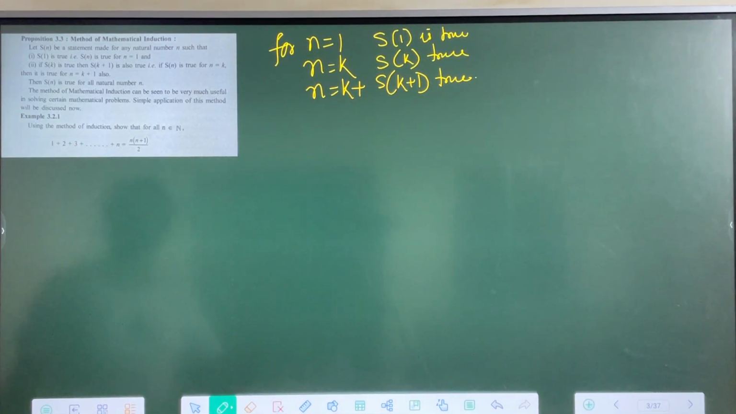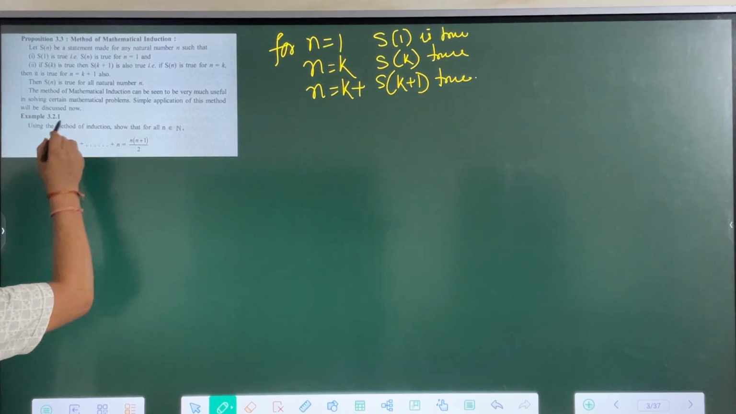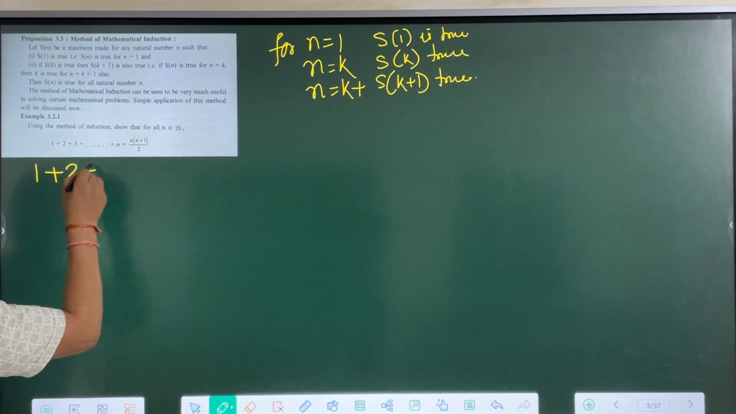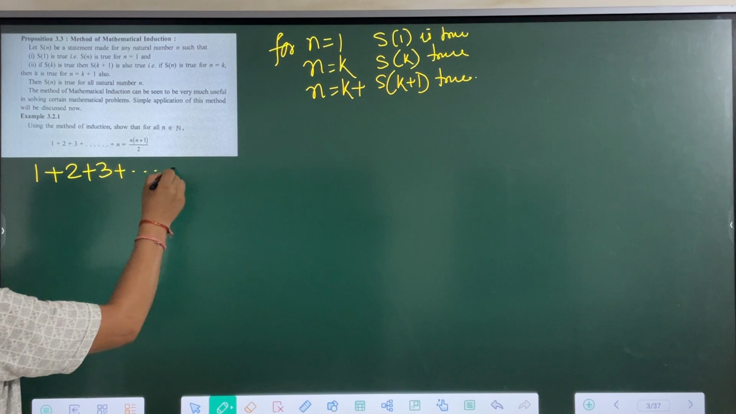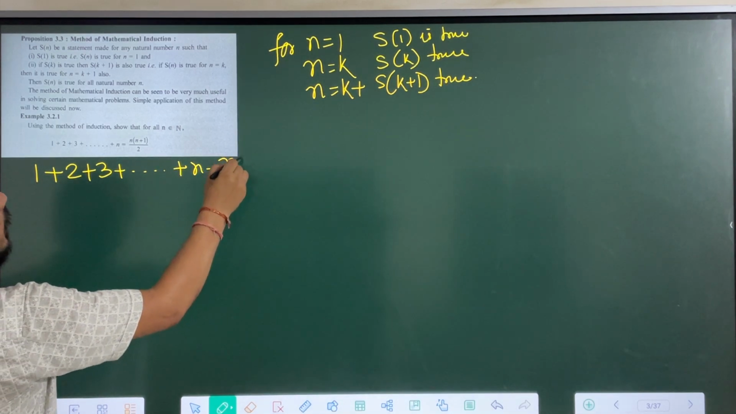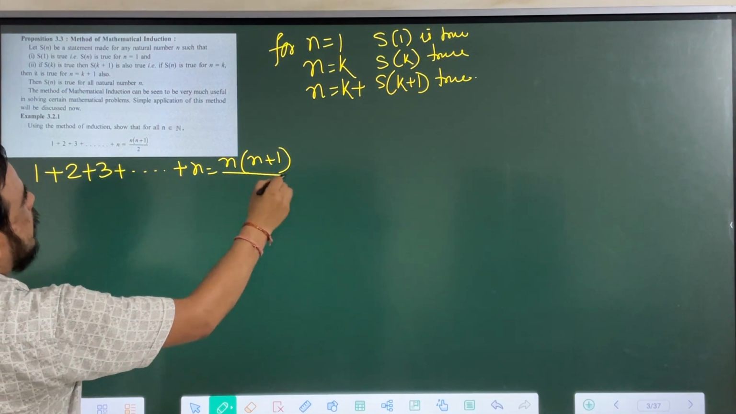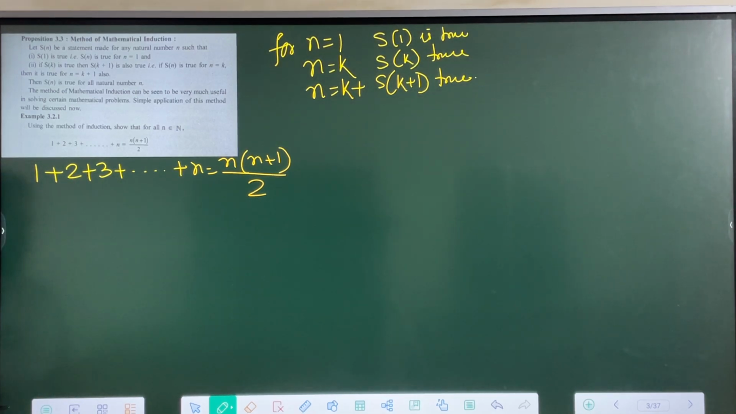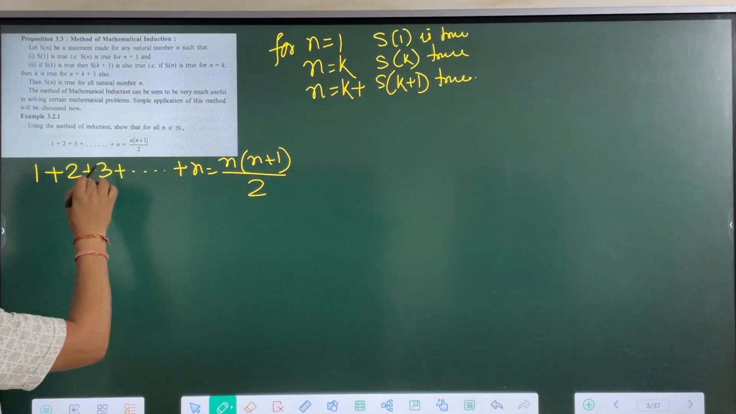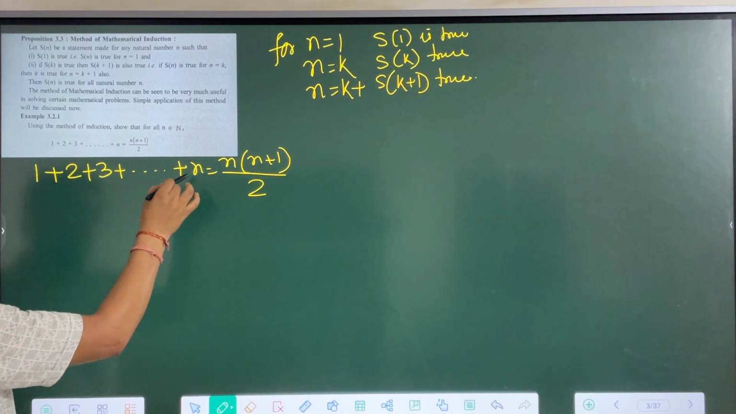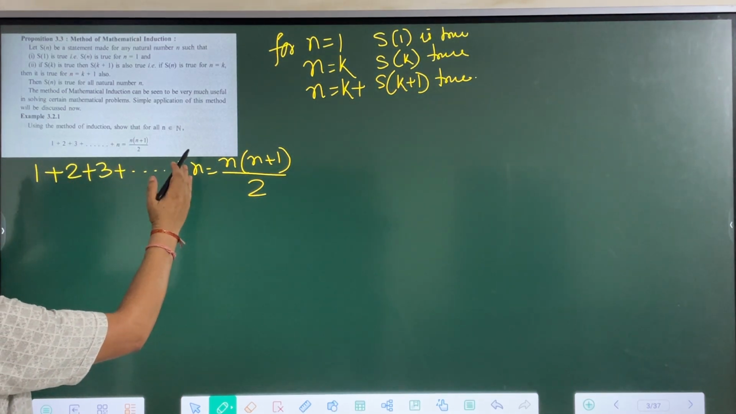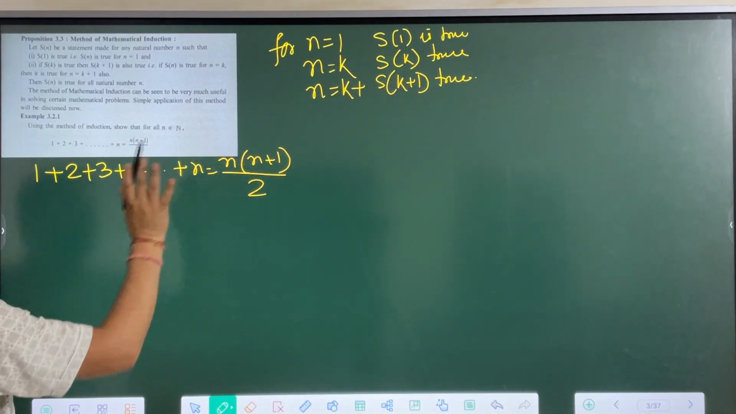This is the example. What is written in the example? 1 plus 2 plus 3 and n into n plus 1 by 2. What is the meaning? 1 plus 2 plus 3 plus 4, like this going on till n. If we want to add all the numbers, this formula can be used.